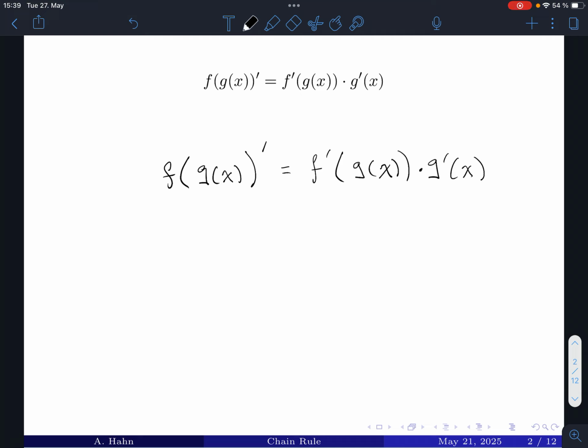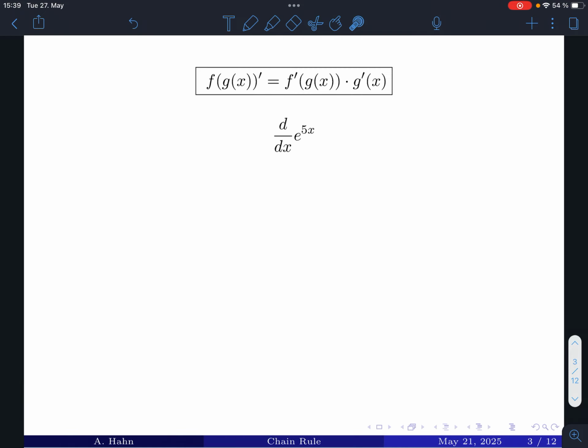And so part of doing these problems is recognizing that you have a composite function, recognizing that you have an outside function and then an inside function, and then being able to take the derivative of each of them individually. So let's do a quick example.